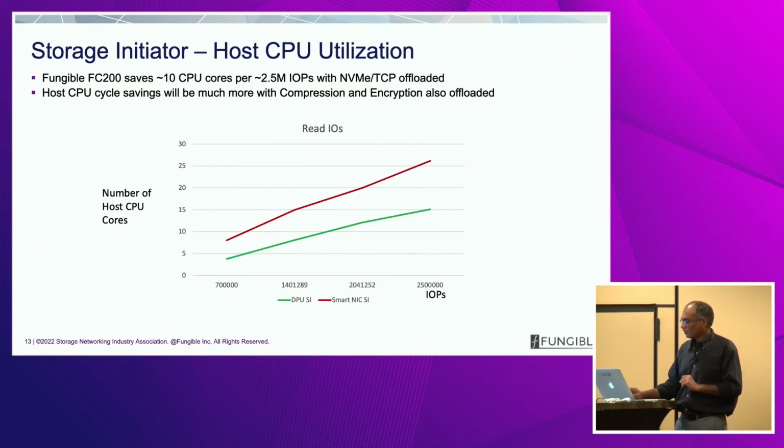So what is the benefit it is providing? If you compare the host CPU utilization, this is the comparison starting from 700K IOPS all the way to 2.5 million IOPS. We measured more than 10 CPU cores saved per 2.5 million IOPS. So each S1 card, each FC200 card that you plug in and use as a storage initiator, you're saving at least 10 CPU cores. Today, most servers use 30 to 40% of the CPU power just for infrastructure processing, and that can go down to 15 to 20 cores or even fewer.